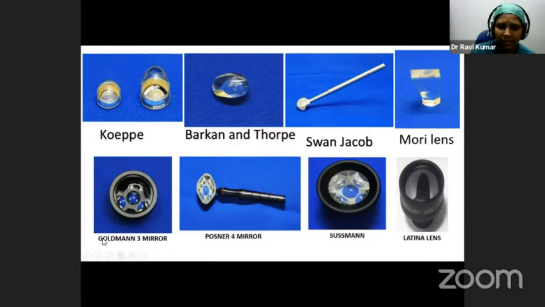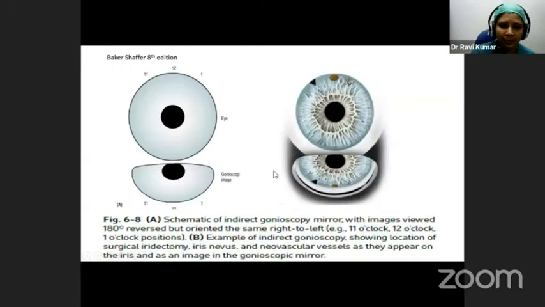The below ones are all indirect gonio mirrors. The Goldmann 3 mirror is the prototype. We have the indentation mirrors, the Posner, Zeiss, and Sussman. By indirect we mean these are mirrors, so the images will be inverted. So this would explain it clearly. If you are examining the superior angle, we will be seeing the inferior mirror. So what we see at 12 o'clock will be seen at 6 o'clock.